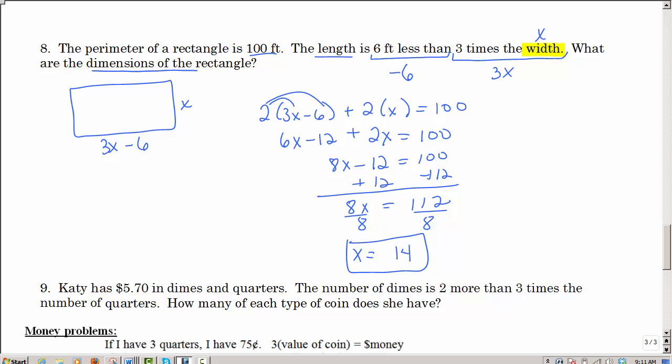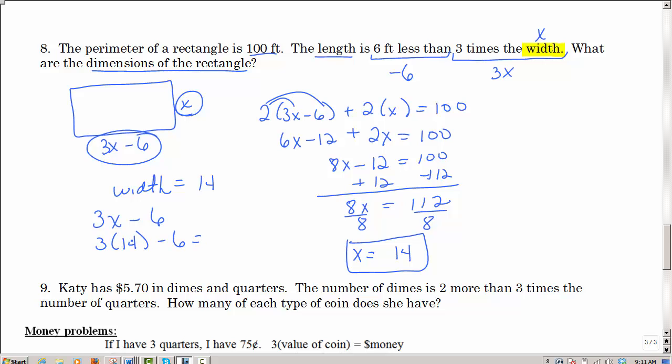And I want the dimensions of the rectangle. So again, I know the width, which was x, is 14, but I need to know the length. So that's 3 times x minus 6. 3 times 14 minus 6. So 3 times 14 is 42, minus 6 is 36. So my answers are 14 and 36, and yes, that would be in feet, but if you don't put the feet, that's okay.